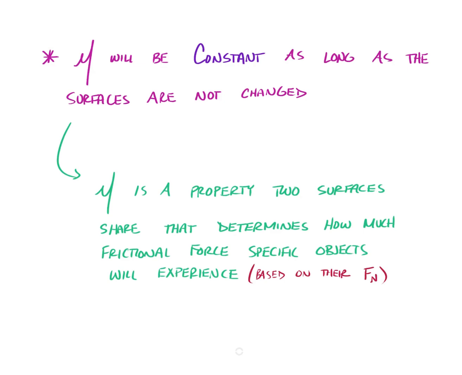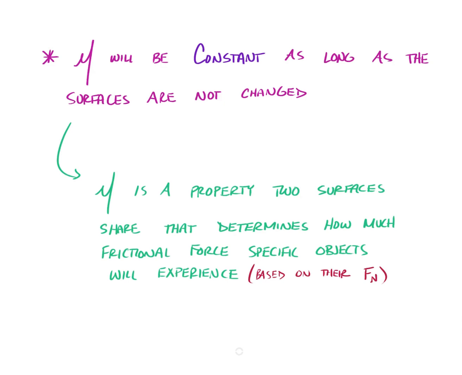So one way to simplify the definition of coefficient, you could think of it as a property that two surfaces share. And that can be used to determine how much actual frictional force specific objects will experience based on how heavy they are, and therefore how hard the ground pushes back up on them. The force of friction is like what acts on the object, whereas the coefficient is like a property that two surfaces can share that dictates how much frictional force a specific object will experience.